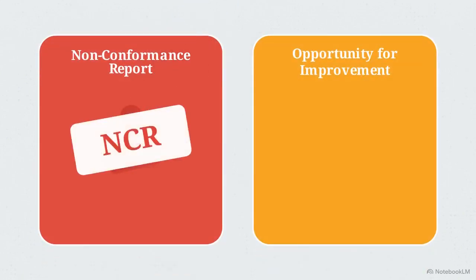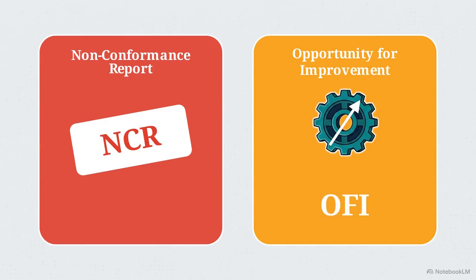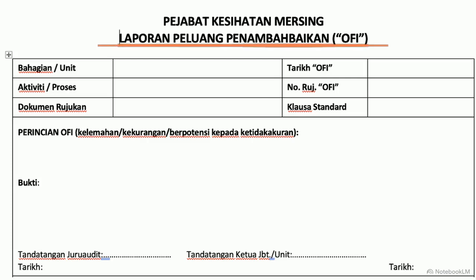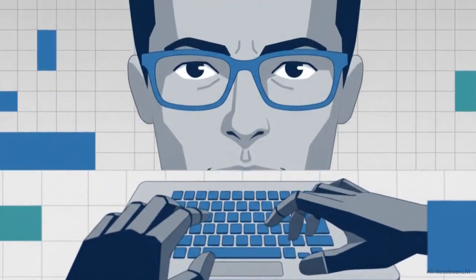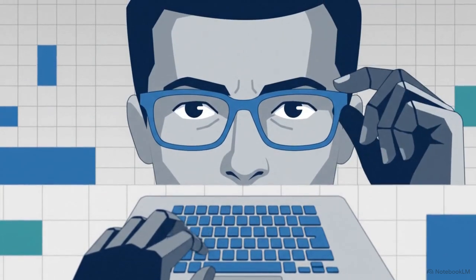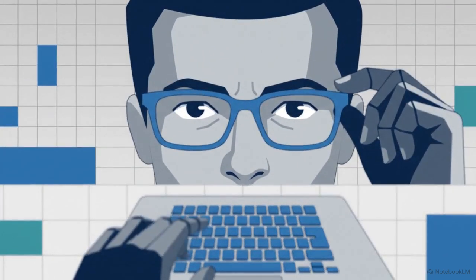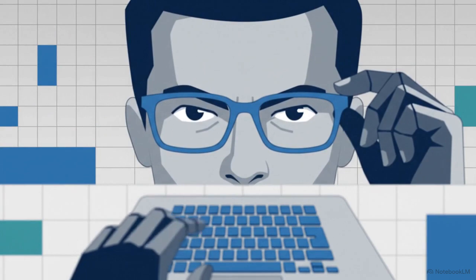Direct violations of the standard are documented as non-conformance reports, or NCRs. Potential weaknesses are documented as opportunities for improvement, or OFIs. This is the official Laporan Peluang Penambahbaikan form used to track those potential issues. Effective reporting requires strict objectivity. By keeping language clear and exact, the auditor documents the system without ever criticizing or accusing a specific individual.